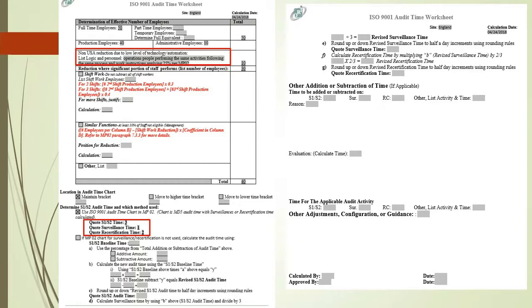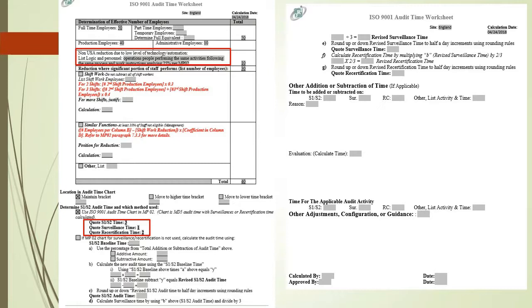For the next part, location in audit time chart, refer to the IAF MD5 tables, which you can find in MP04, and decide whether to maintain the bracket, move to the higher bracket, or to the lower bracket. Next, to determine the audit time, you must use the aforementioned charts, which will indicate the S1, S2 times, the surveillance time, and certification time. For upgrade audits, in the case of 9001 and 14001, half a day will be audited for surveillances, and for recertification it stays the same. At the end, write the name of the person who calculated the audit time and the person who approved it.